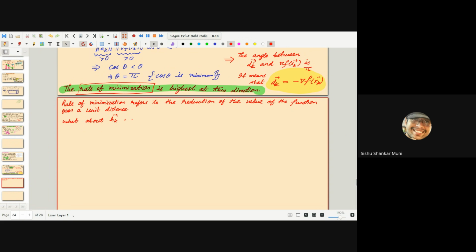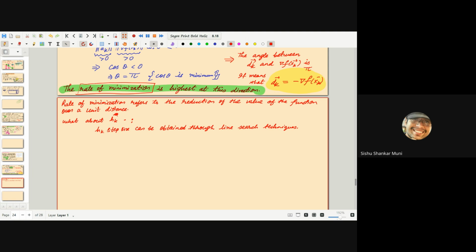So what about hk? This hk step size, this is not a vector. hk step size can be obtained through line search techniques. Line search techniques means those three methods I told you. Okay. I mean descent direction and step size. You search along a line where to go.